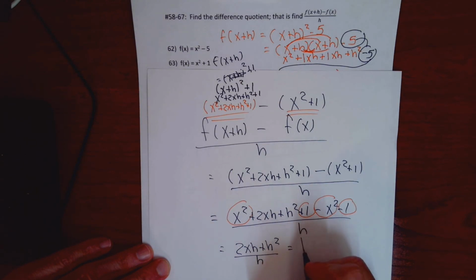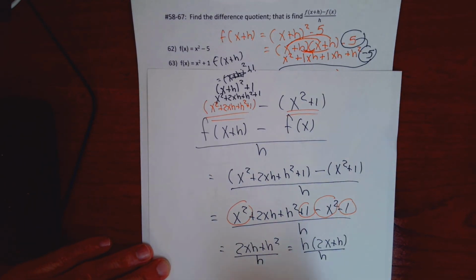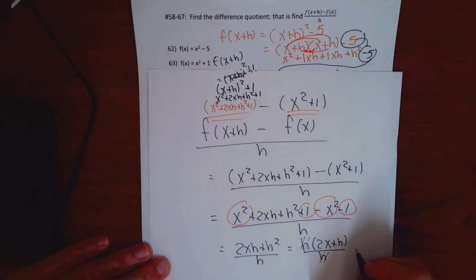Numerator has a common factor of h, which allows me to factor it out and leave myself with a 2x plus h inside of parentheses. Cancel, cancel. The answer to problem 63 is 2x plus h.